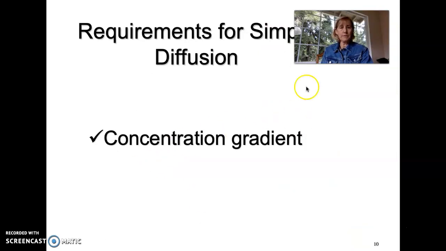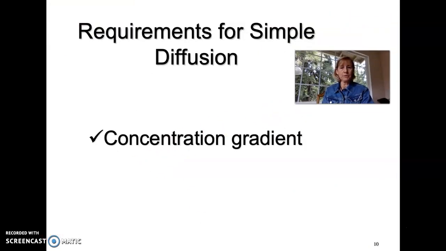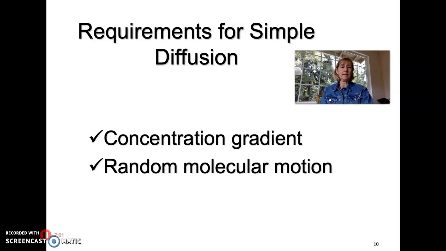So what are the requirements for the simplest of these, which is simple diffusion? Simple diffusion has to have a concentration gradient, meaning there has to be more molecules in one end and fewer on the other, for those molecules to just, as they bump along, move towards where there are fewer of them. So that is a concentration gradient. More on one end, fewer in the other, you move to where there's fewer. And that can happen because of random molecular motion.